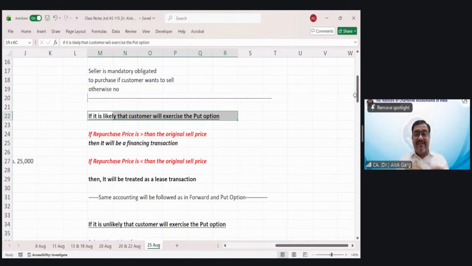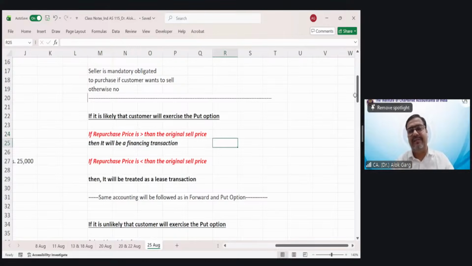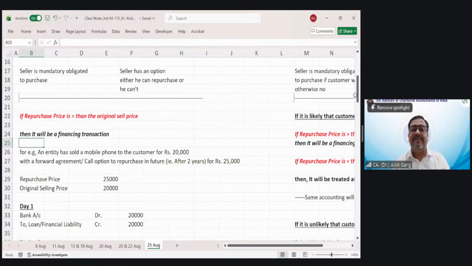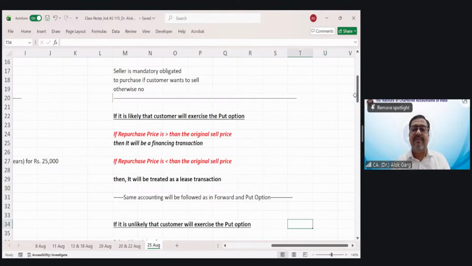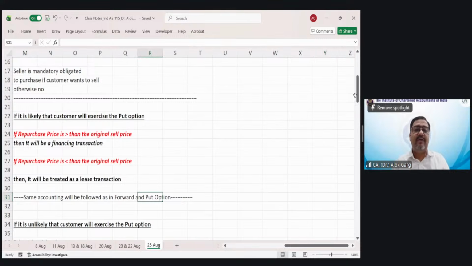It means the customer will exercise the put option and the seller is mandatorily obligated to purchase. So if it is likely that the customer will exercise the put option, then what will happen? Again, if the repurchase price is greater than the original selling price, it will be a financing transaction. Same accounting entries. If the repurchase price is less than the original selling price, then it will be a lease transaction. Same accounting will be followed as in forward and call option.